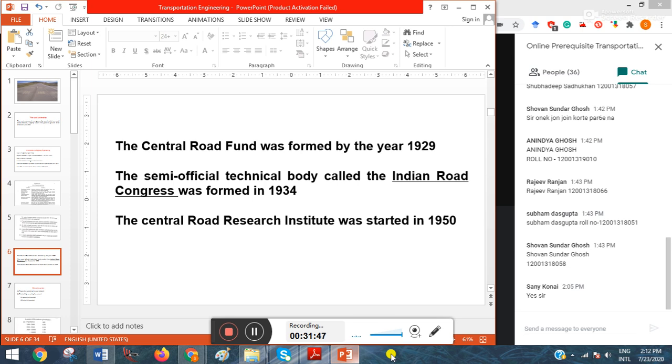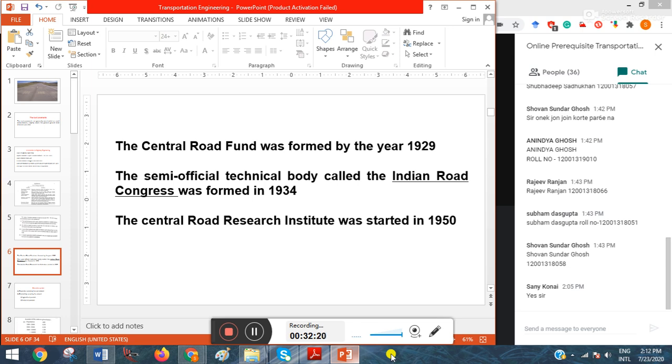But even as early as 1957, a meeting of the chief engineers of the central and state governments was convened to consider the future road development program. A committee was appointed to prepare the second 20-year road development plan starting from the year 1961. So the second 20-year road plan was taken up for planning for the next 20 years, that is in 1961.